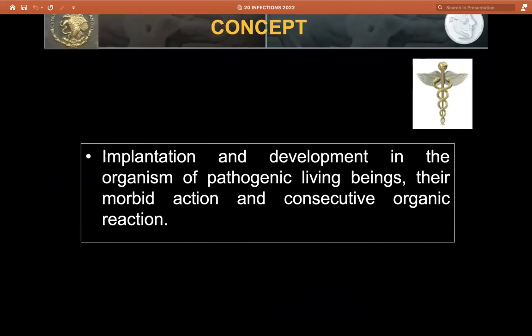Something that we need to make sure of is that when we get an infection, it's not only that the bacteria come to the place, but it's the implantation and the development of the microorganism, be it bacteria, virus, or fungi, a living thing, and it will cause a reaction in the organism where it sets. So it's not only that the bacteria or the virus are there, but they implant, they set themselves in the place, and they start to develop, which means they start to replicate themselves in great numbers, causing an infection.